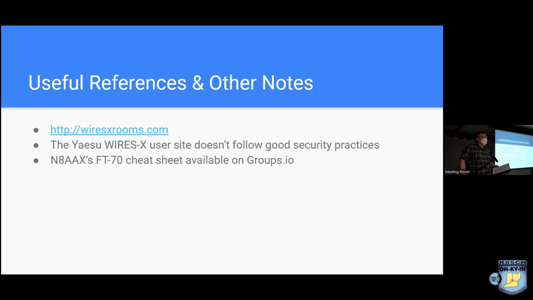If you go to the Wires X site, like if you get an HRI 200 and you want to register so you can download the software, you have to create an account. When you create that account, they will email you the username and password you chose in plain text in an email. So that's not very cool.